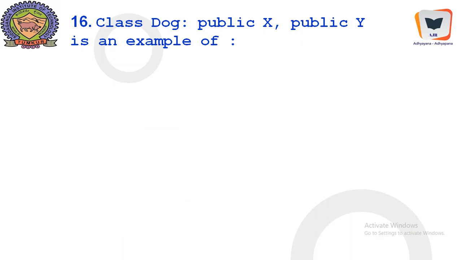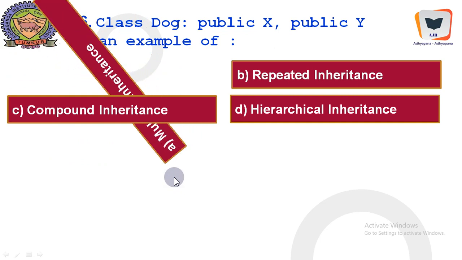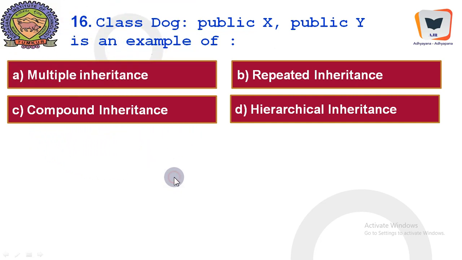16. Class dog, public X and public Y. There are two classes publicly defined under the umbrella of class dog. Therefore it should be multiple inheritance. There is no doubt about this.